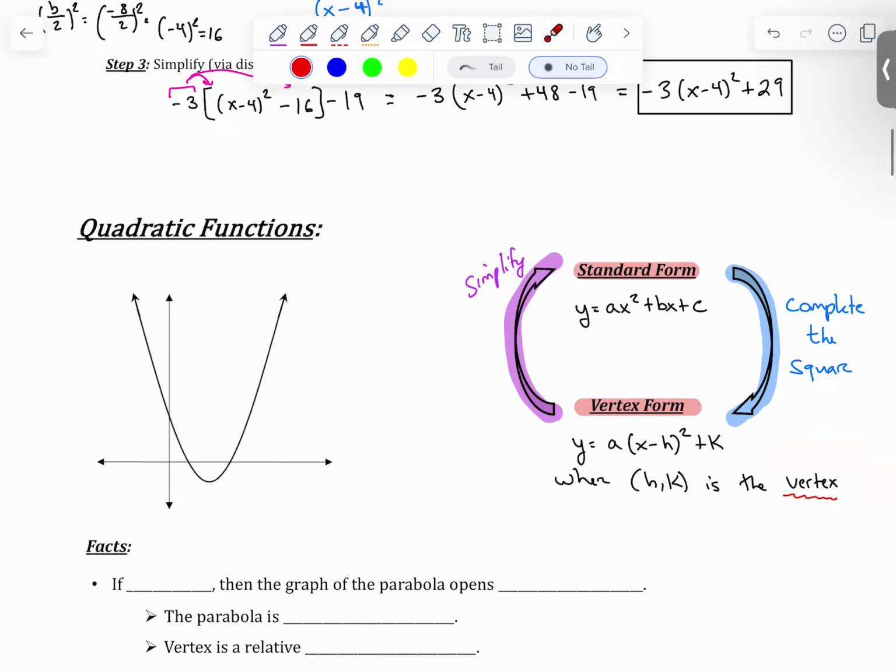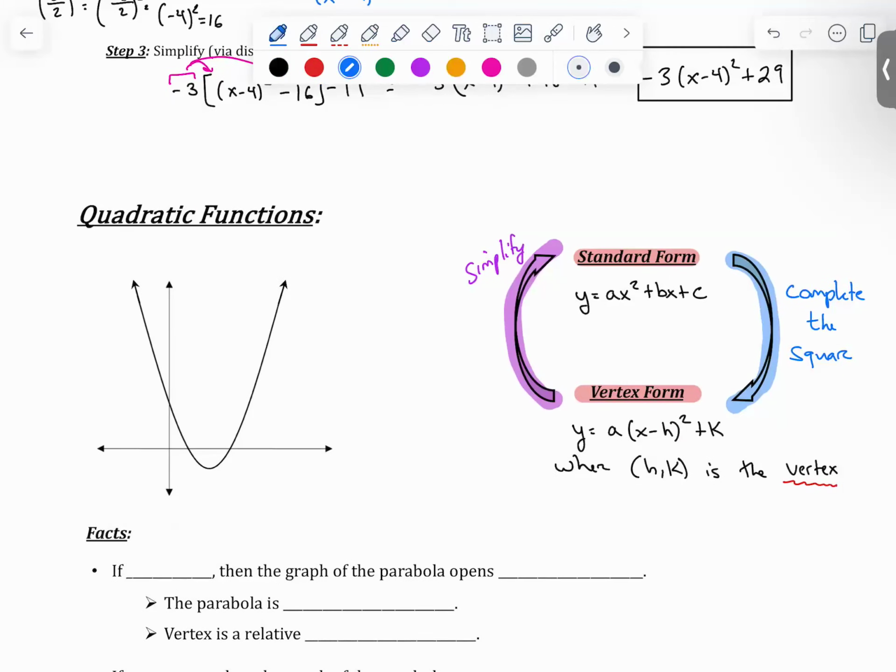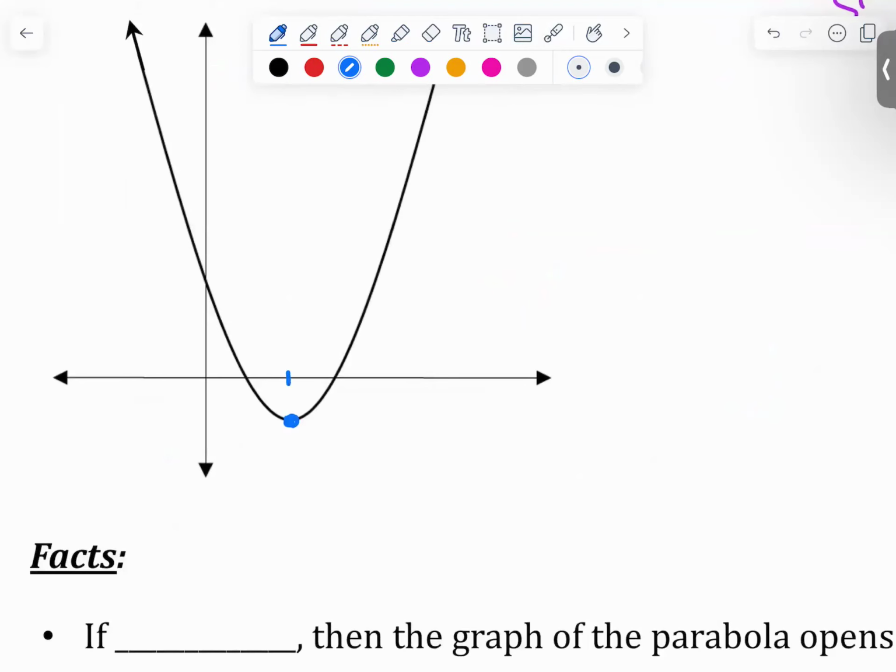So I underline this thing, vertex. What is the vertex? Well, the vertex is the point that is either a peak or a valley on the graph. So this point right here in this version of it. So this is going to be an x value of h. This is going to be a y value of k. This is the vertex.